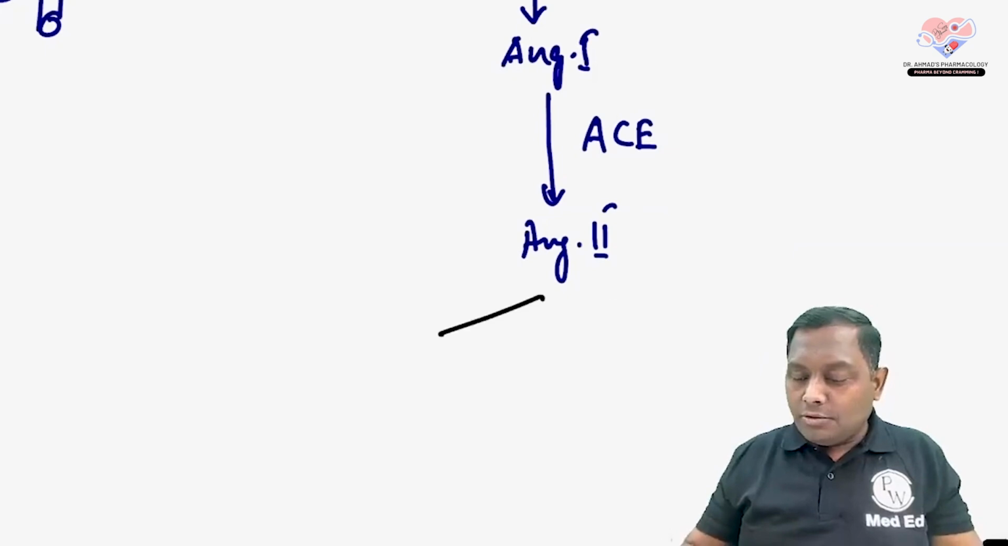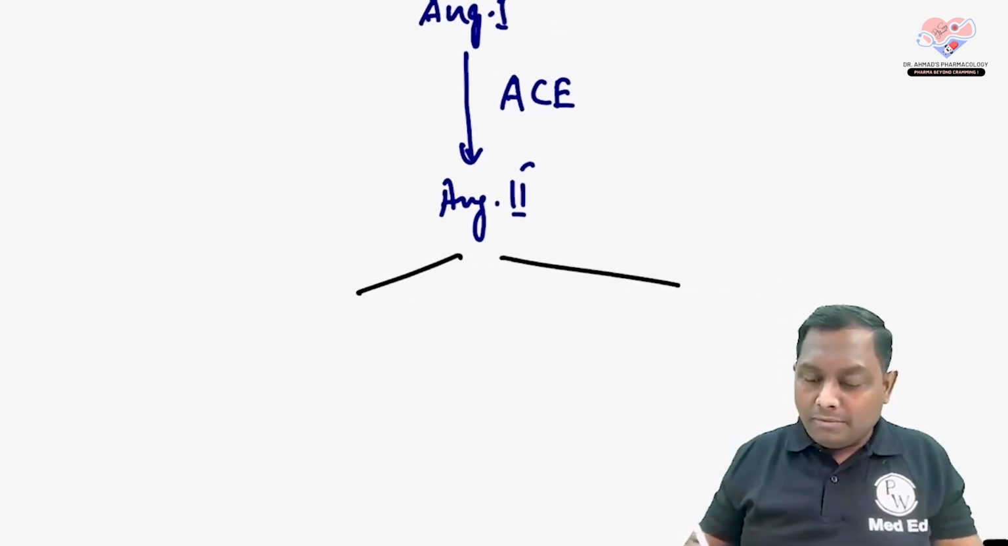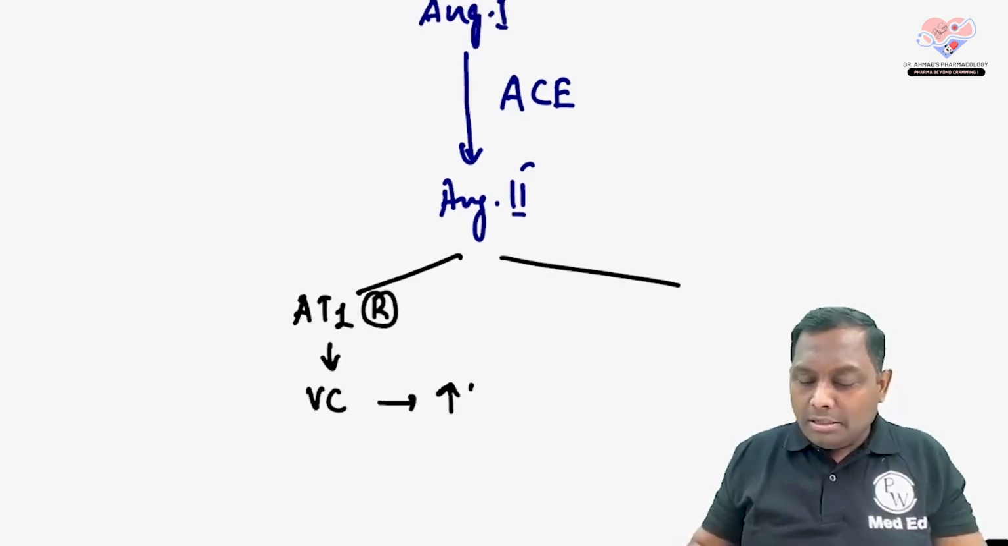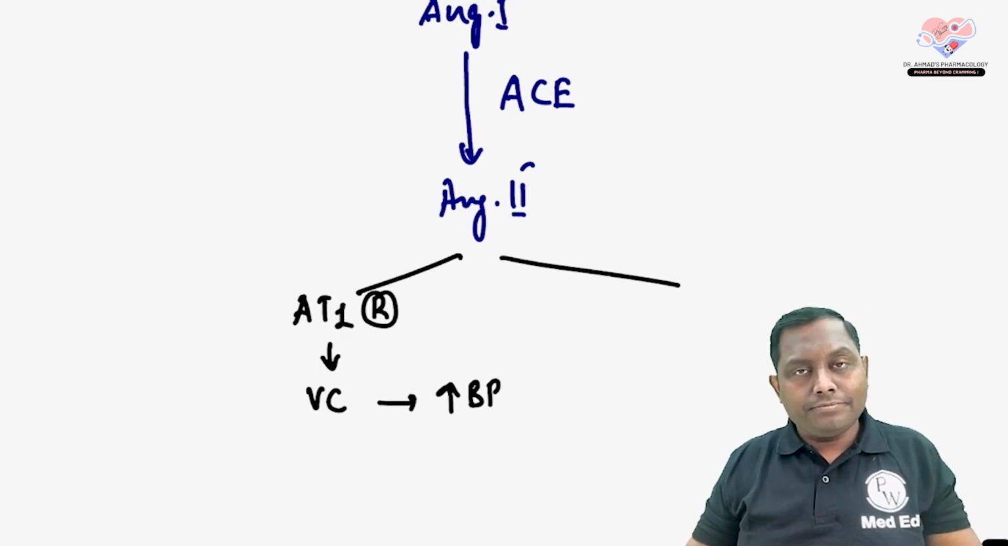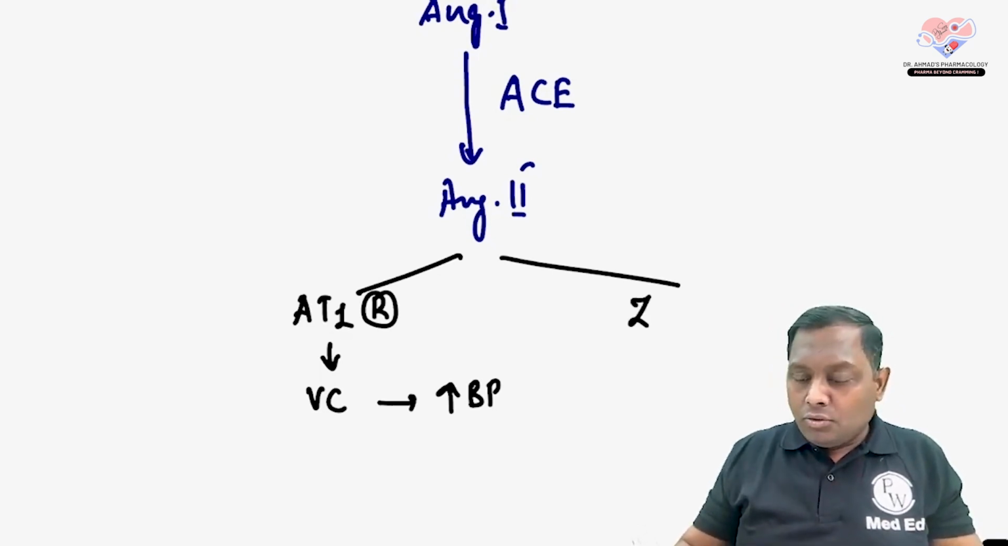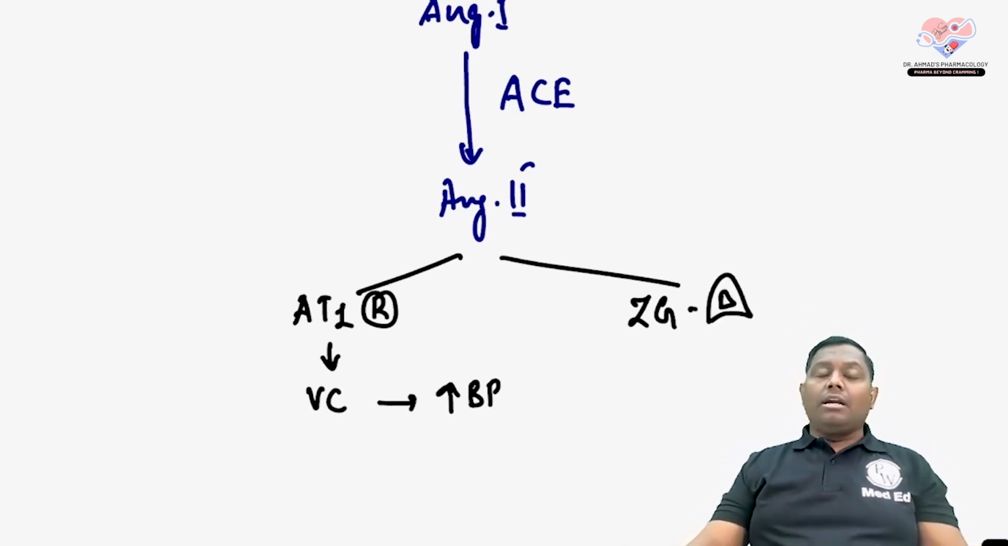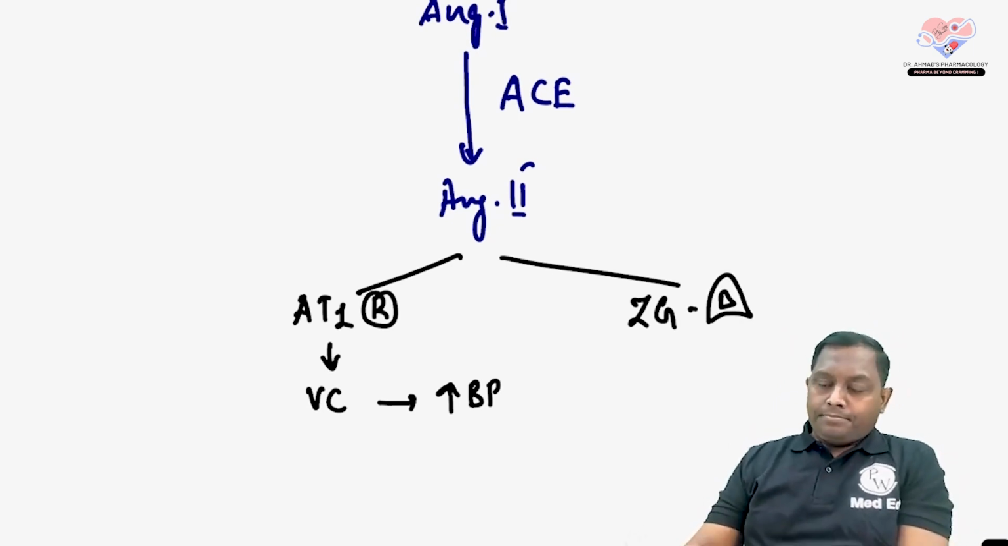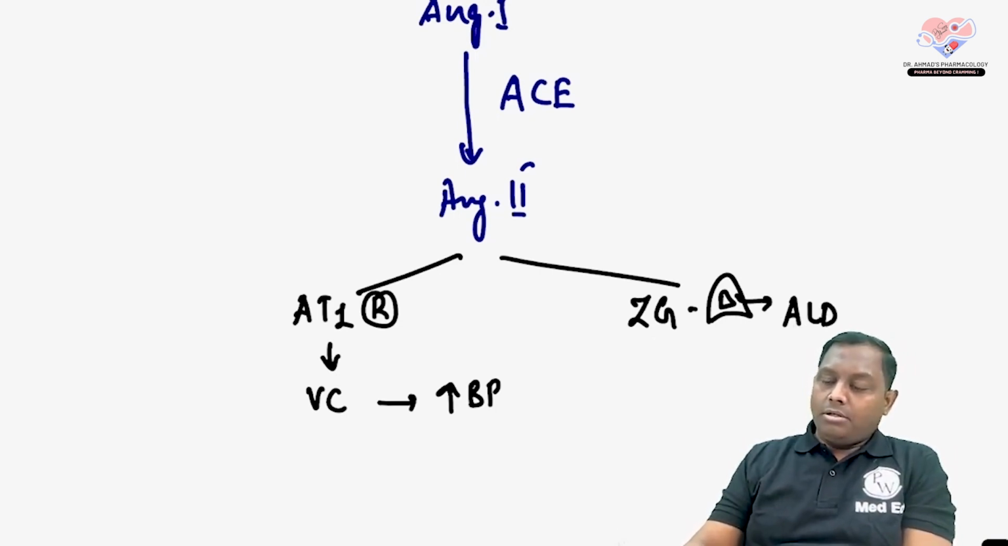And this angiotensin 2 has two important functions. Function number 1, it acts on its receptor, the AT1 receptor, to cause vasoconstriction. Ultimately the BP will increase. Angiotensin 2 also works at the zona glomerulosa of the adrenal gland. ZG means zona glomerulosa, which is in the adrenal cortex, and by acting there, it causes release of aldosterone.